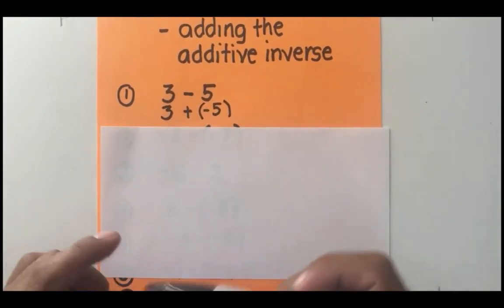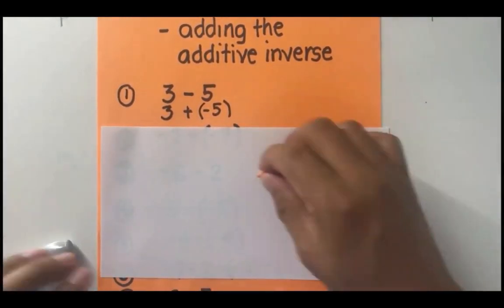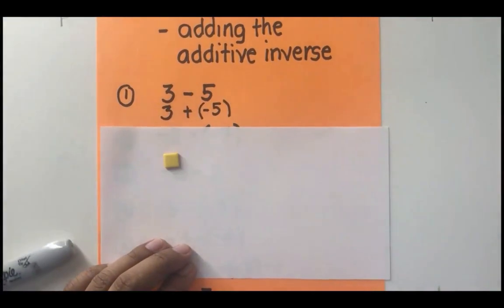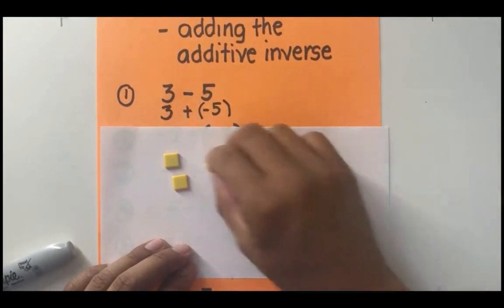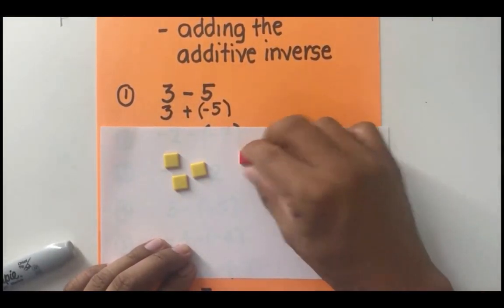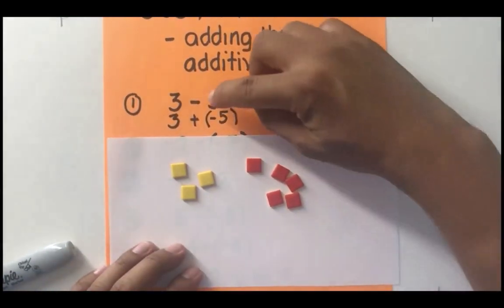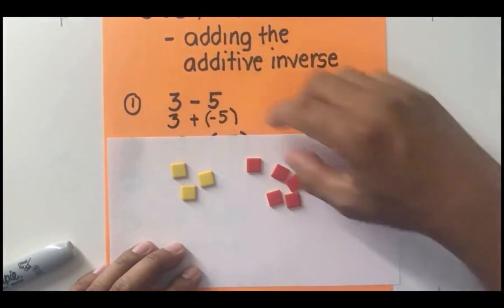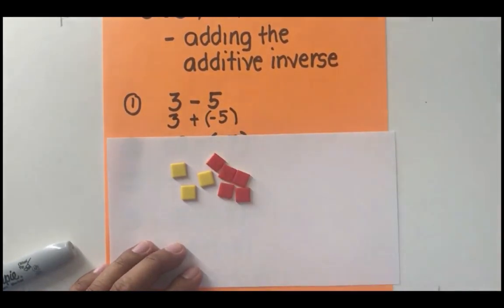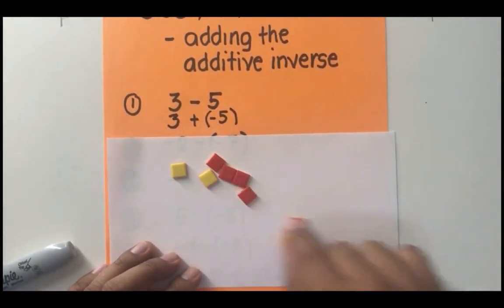So when you have 3 plus negative 5, using our manipulative again, we have positive 3, and you have negative 5, and then we combine, because we already converted from subtraction to addition, so we have to combine these two now, and then remove the 0 pairs.